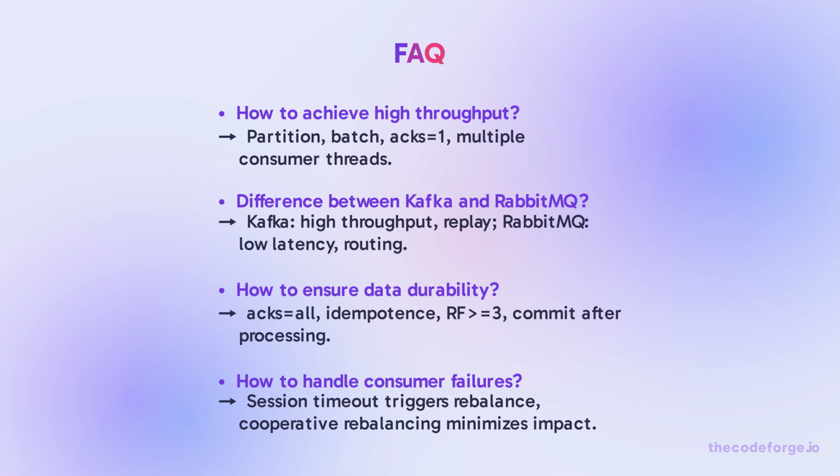How to achieve high throughput? Partition, batch, acks equals 1, multiple consumer threads. Difference between Kafka and RabbitMQ: Kafka, high throughput replay. RabbitMQ, low latency routing. How to ensure data durability: acks equals all, idempotence, replication factor greater or equal 3, commit after processing. How to handle consumer failures: session timeout triggers rebalance. Cooperative rebalancing minimizes impact.